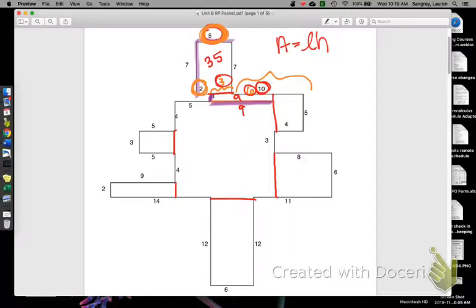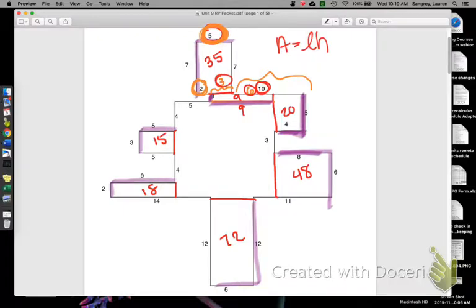So now I'm just going to work my way around the other rectangles. So here I have 5 times 4, so that area is 20. Down here I have 8 times 6, so that area is 48. Then I have 12 times 6, that area is 72. Then I have 2 times 9, so that is 18. And then I have 5 times 3 here, so that's 15. So that was pretty easy to get those rectangles on the outer edge.